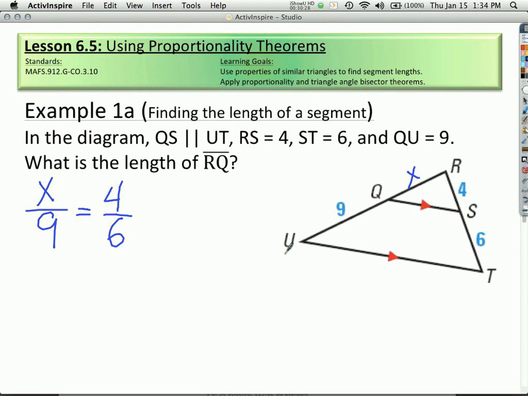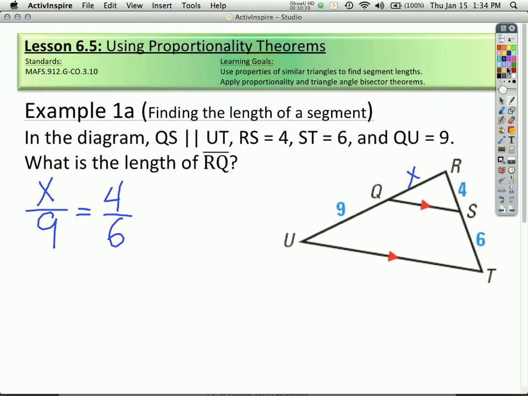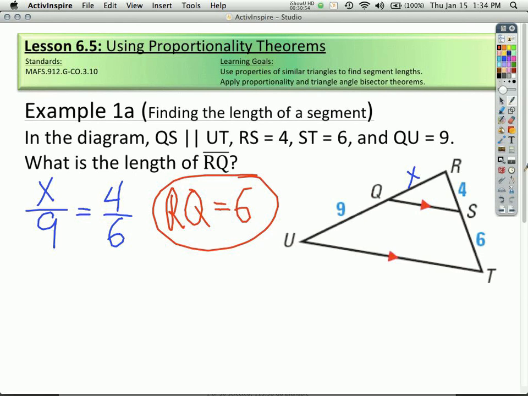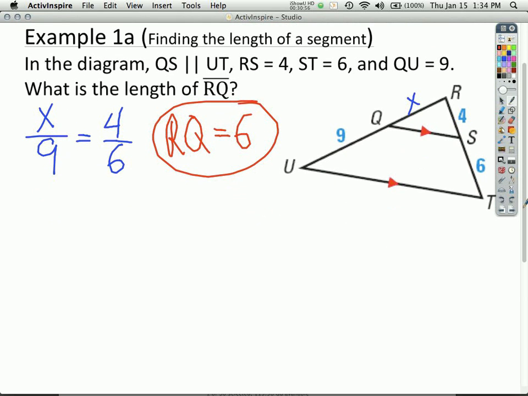And so now you have your choice. You can do cross product, you can do shortcut, you can simplify it. There's a whole bunch of different ways to do it. But yes, absolutely, RQ equals 6. Any questions about that? Any concerns? Any observations that you've made or any theories that you'd like to throw out?